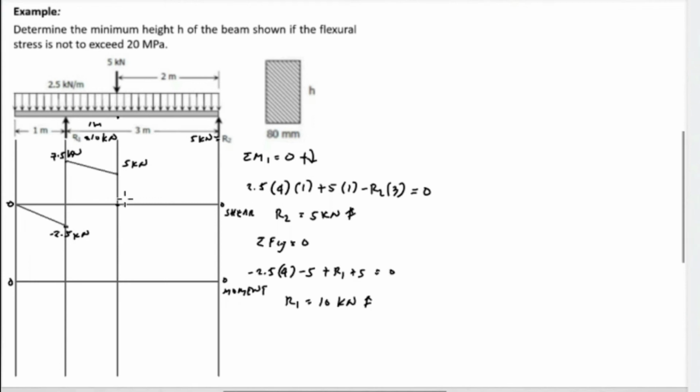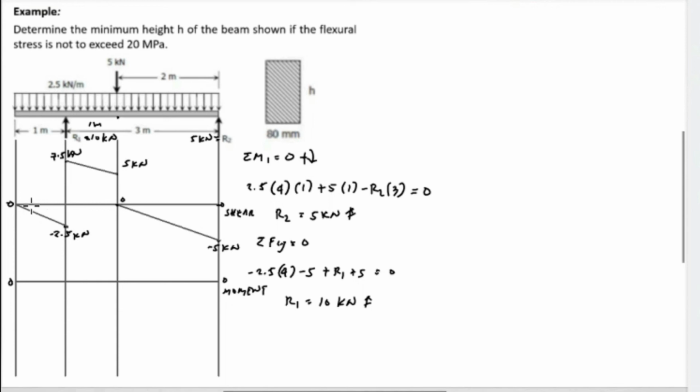Next, at this point we have 0, and from this point up to point 2 we have a uniform load of 2.5, and the distance is 2. So 2.5 times 2 is equivalent to 5 kilonewton, and the direction is downward. So this will be negative 5 kilonewton. Horizontal, the shape is diagonal. From 0 up to negative 5, and it is diagonal. And from point 2 we have negative 5 kilonewton, and the reaction 2 is also 5 kilonewton positive. So 5 minus 5, and the value is 0.